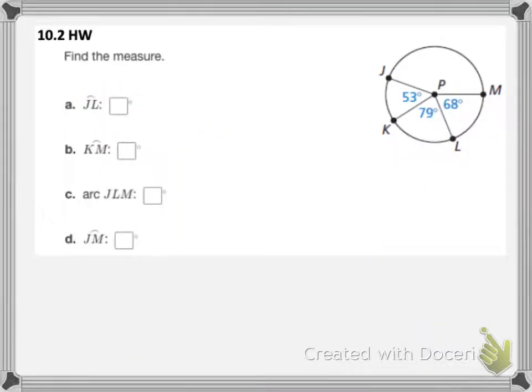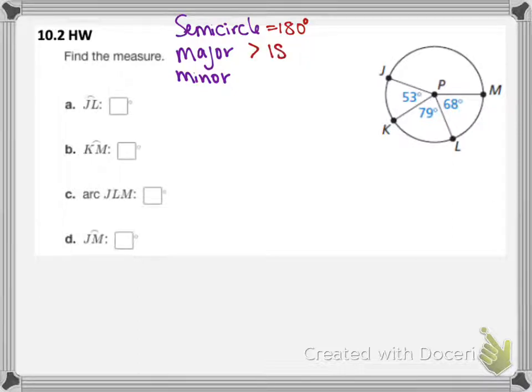Alright, then we're going to do the next section. It says find the measure. We're also going to tell whether it is major, minor, or a semicircle. Remember that a semicircle is equal to 180 degrees. A major arc is greater than 180 degrees, and a minor is less than 180 degrees.